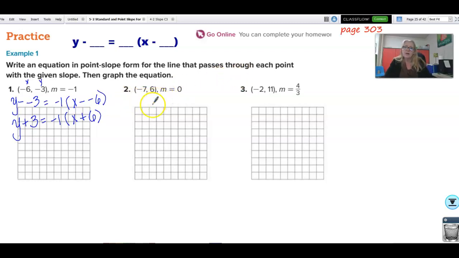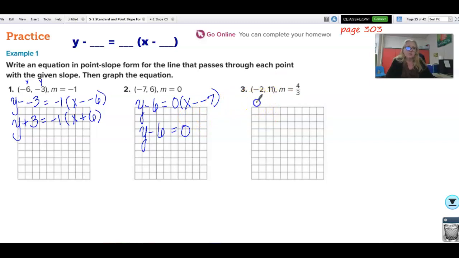All right. Number 2, we would start off with y minus the y coordinate, which is 6, equals slope times x minus the x coordinate. Okay, now what's going to happen when you multiply 0 times all this stuff? It's going to equal 0. So the way they format the answer in this is y minus 6 equals 0. Don't be tempted to move this -6 over to the right-hand side. Don't do that. Just leave it like this because they want it specifically in point slope form.